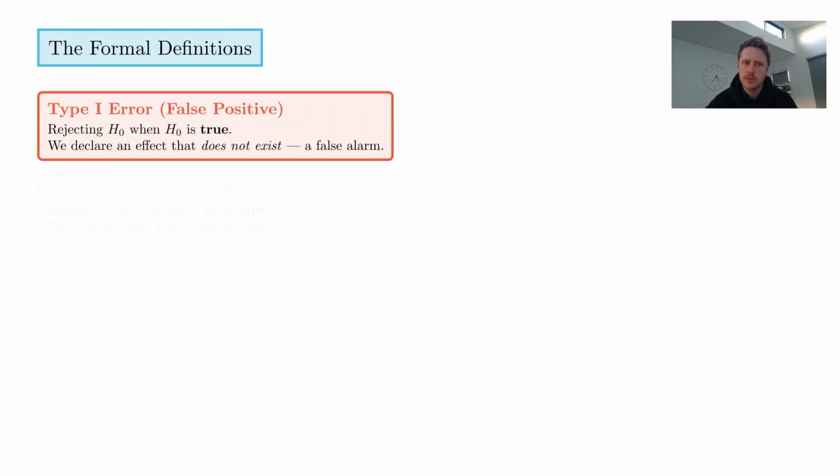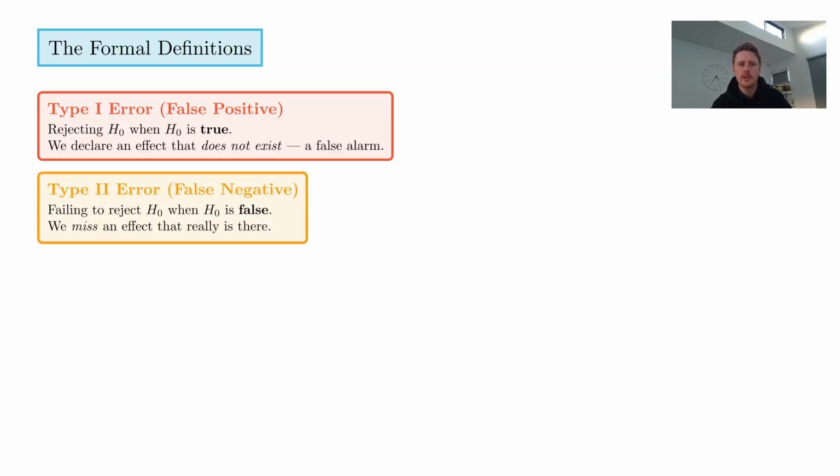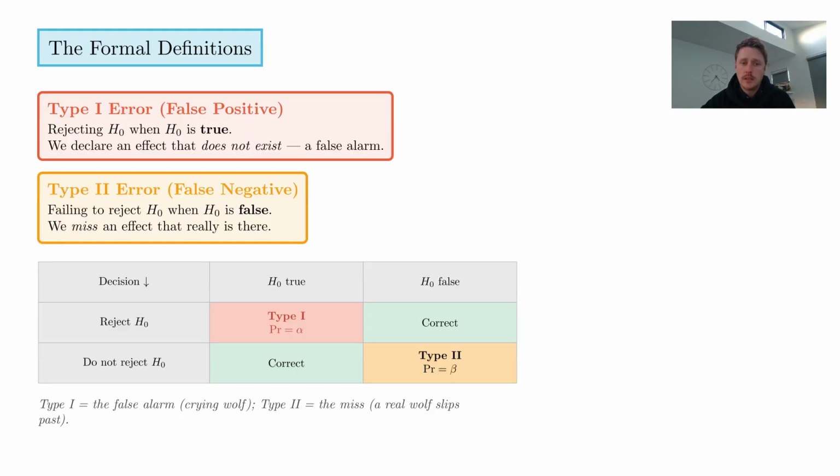So these are the actual strict formal definitions. Type 1 error is a false positive, so you're rejecting the null hypothesis when it's actually true, and a type 2 error is a false negative, so failing to reject the null hypothesis when it's actually false. Here is the table for that information. The probability of a type 1 error is called alpha, and we set that when we're doing our statistical tests, and a type 2 error has a probability of beta, which we'll look at in a bit more detail in a moment.